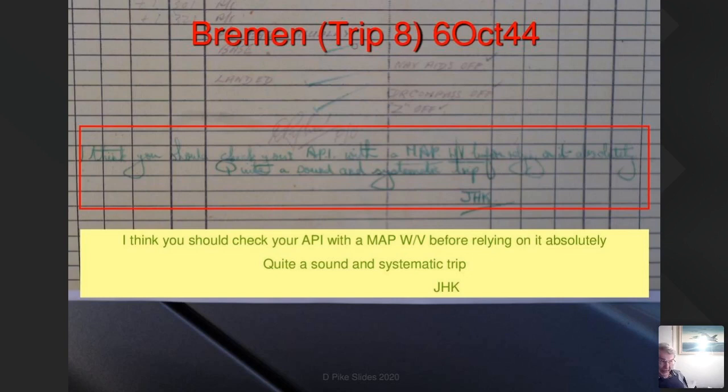But, going back to comments by the navigation leader, they'd just been attacked by fighters 5 times. They'd seen a lot of aircraft shot down. The pilot's flying was so good, they gave him the Distinguished Flying Cross. And at the end of it, the nav leader says, I think you should check your air position indicator with a manual air plot wind velocity before relying on it. Absolutely. Quite a sound and systematic trip.